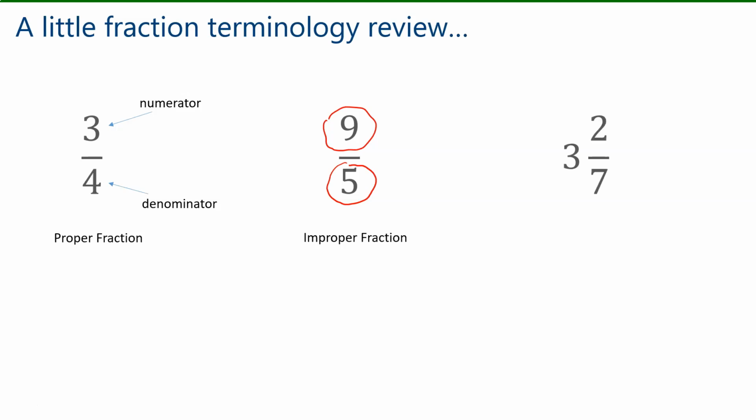And here we have 3 2/7. So we have the 3 wholes, and we have 2/7 of another whole. So we have a certain number of wholes and a proper fraction, and we call such a number a mixed number.